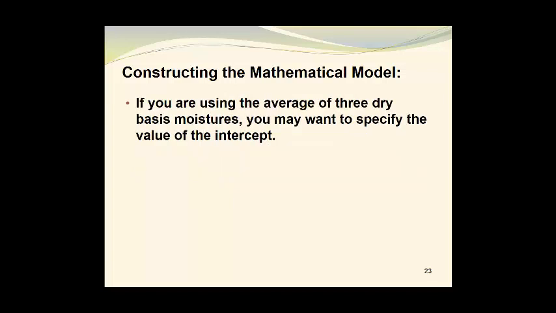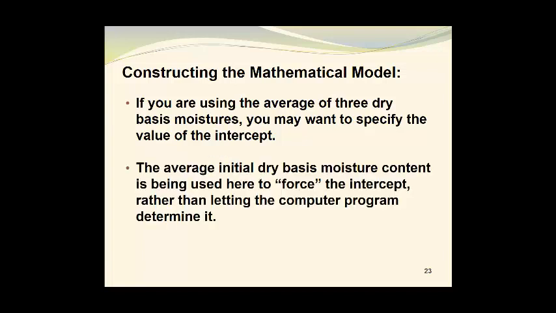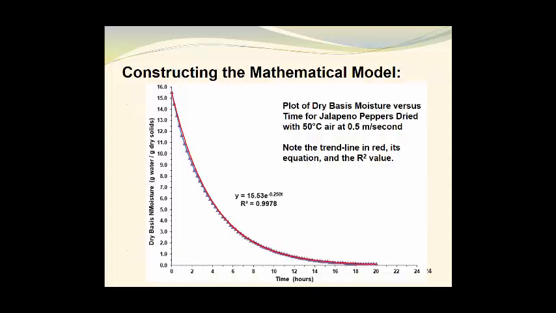If you are using the average of 3 dry basis moistures, you may want to specify the value of the intercept from the data that you have. The average initial dry basis moisture content is being used here to essentially force the intercept rather than letting the computer program determine it. This value is 15.53 grams of water per gram of dry solids.